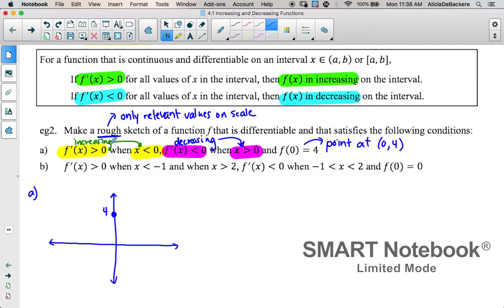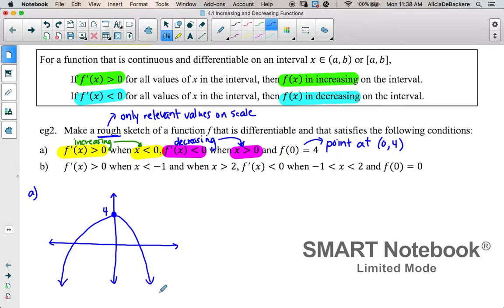And then the only other thing I need to make sure I do is increase when the x values are negative. So I should be starting low and heading up to that value of 4, and then decreasing when I head into the positive x values, so heading down. And there are multiple ways this graph could look. I've kind of drawn it like a lopsided parabola.